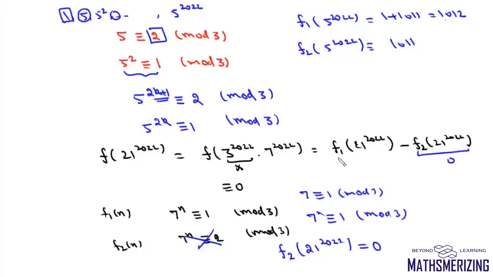Now what about f1(21^2022)? Now I will include all the values 1, 7, 7 square, up to 7 to the power 2022, and there will be 2023 numbers. So the value of this expression will be simply 2023. So the answer to the second part is 2023.